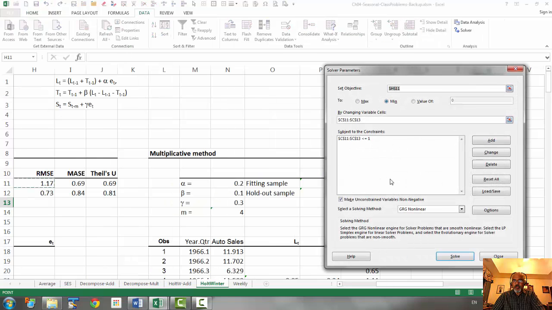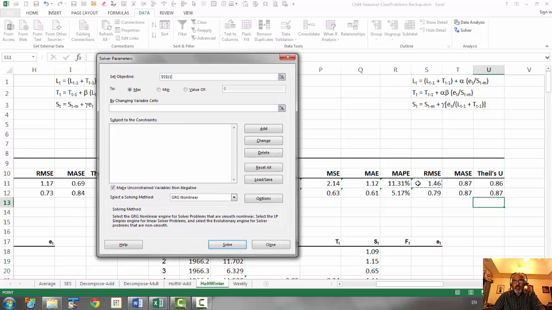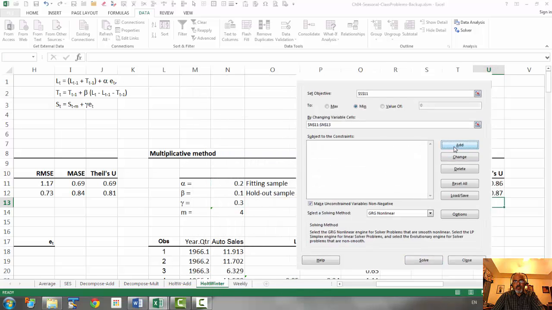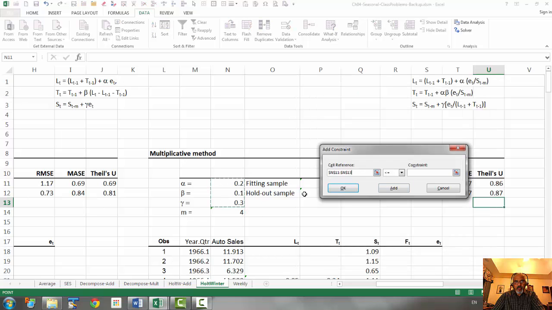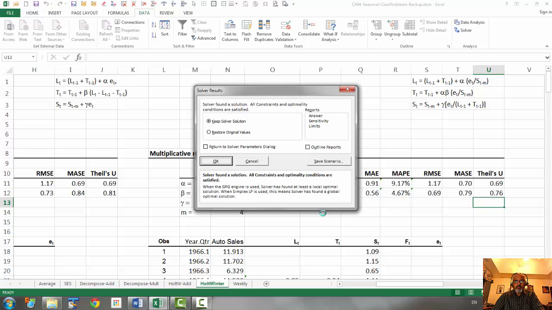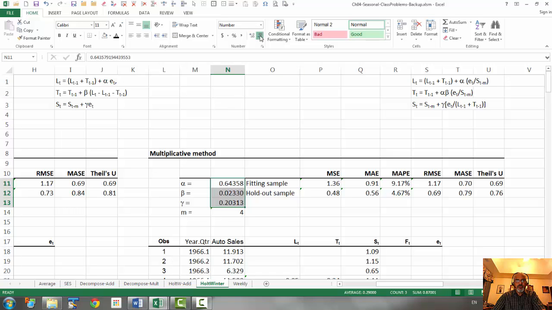Okay, now reset, because we have the previous parameters here, reset it, start fresh. So multiplicative model, we will minimize RMSE. Now this time we'll be minimizing for these three: alpha, beta, gamma, less than or equal to 1. Solve, and we have the multiplicative model set up. We'll do a comparison just a little bit. So let's first set the models up.